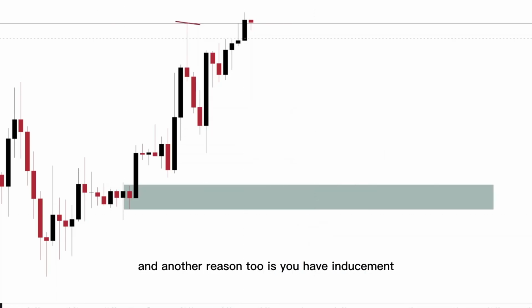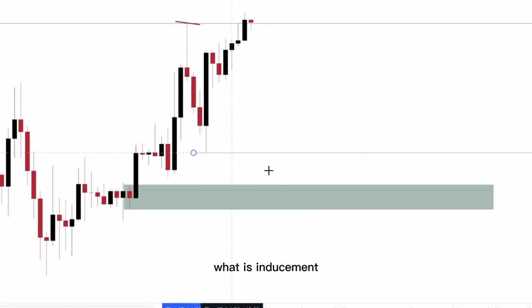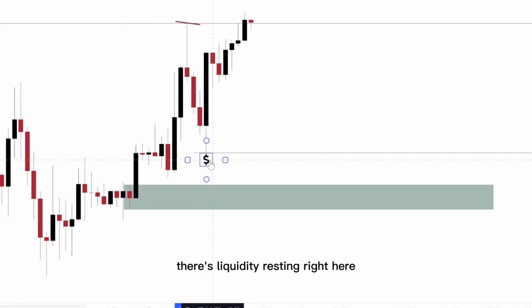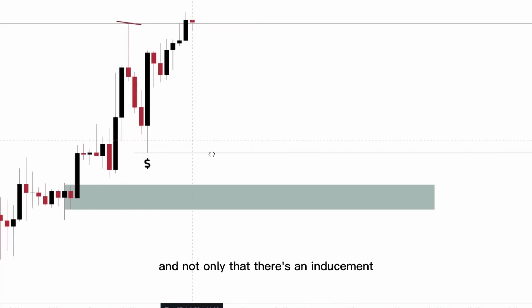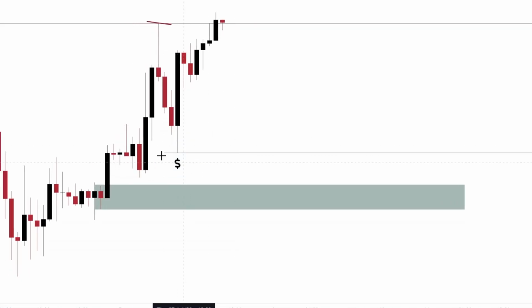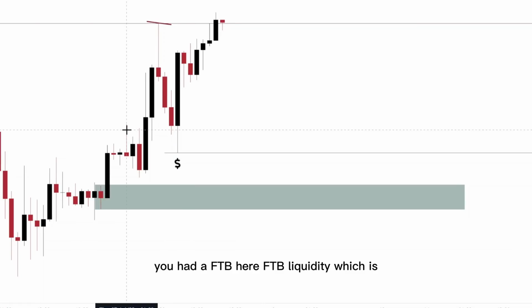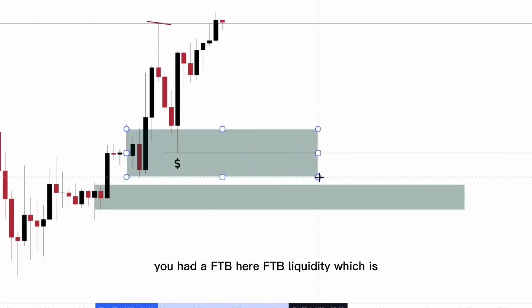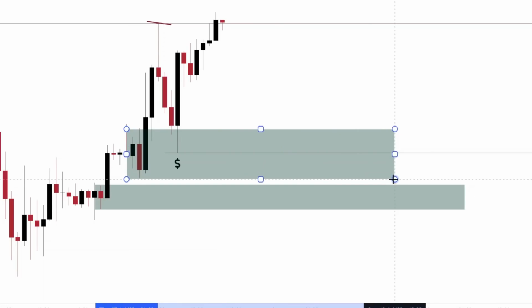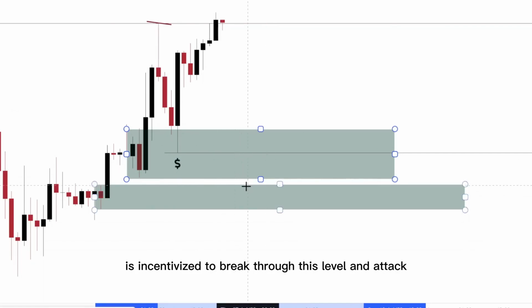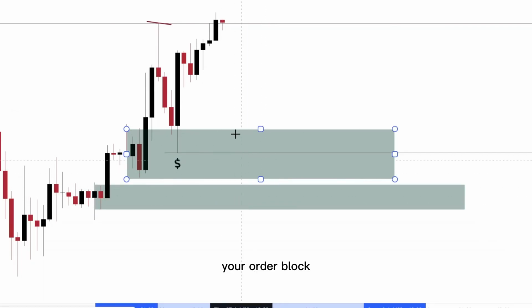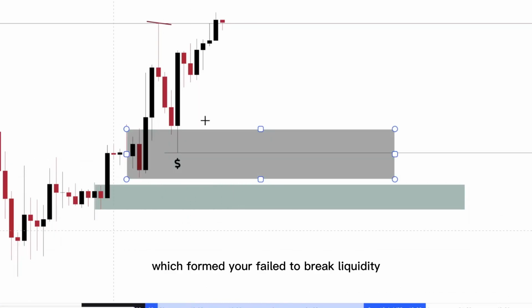And another reason too is you have inducement. What is inducement? A used up OB. So we know that there's liquidity resting right here. And not only that, there's an inducement, you had an FTB here, FTB liquidity, which is used up liquidity. So now price is incentivized to break through this level and attack your order block. Why? Because this order block is no longer valid, which formed your fail to break liquidity.